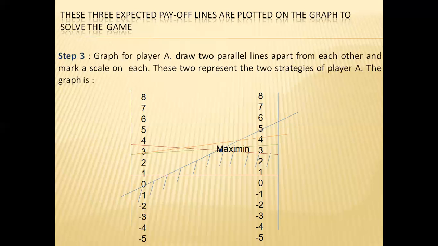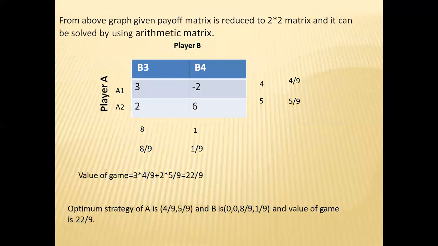So now identifying the limitations within the graphical representation. The first one is 2 to 4. Next, 2 to 3 is the green color, and this thick red color indicates 4 to 2, and next one is minus 2 to 6. All right, so from the graph the payoff matrix will be reduced, and by utilizing this arithmetic method, we can solve the problem.